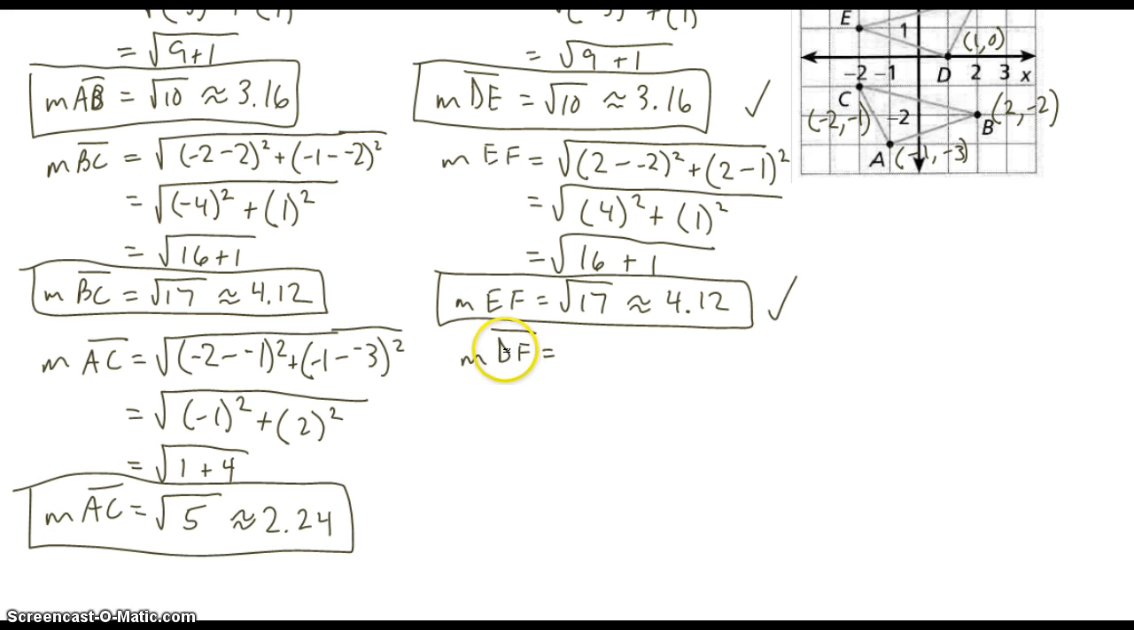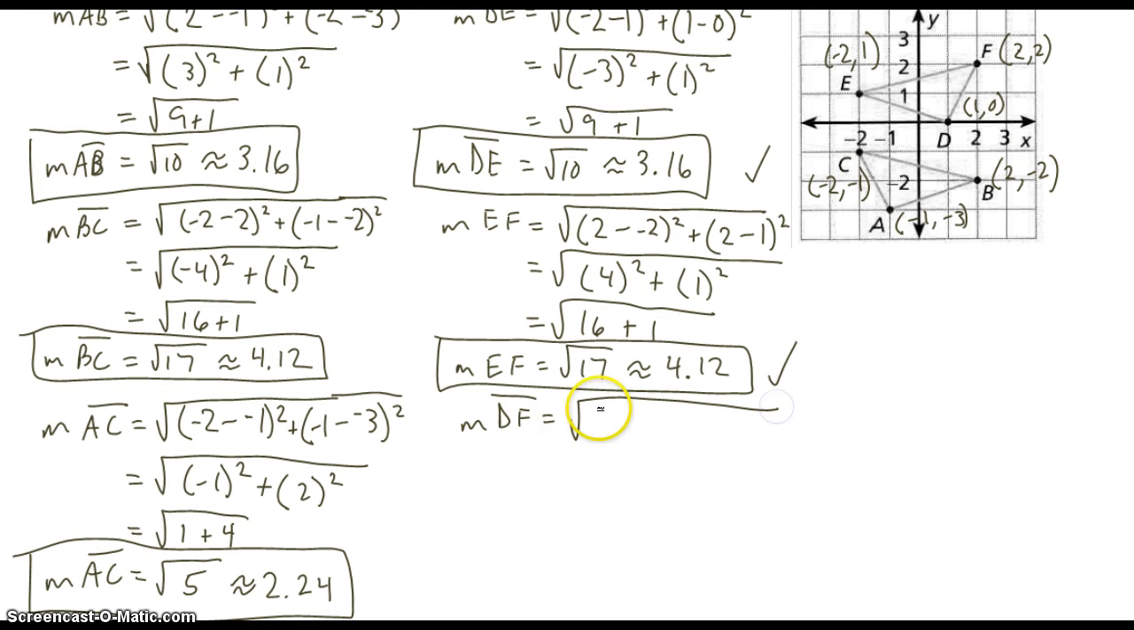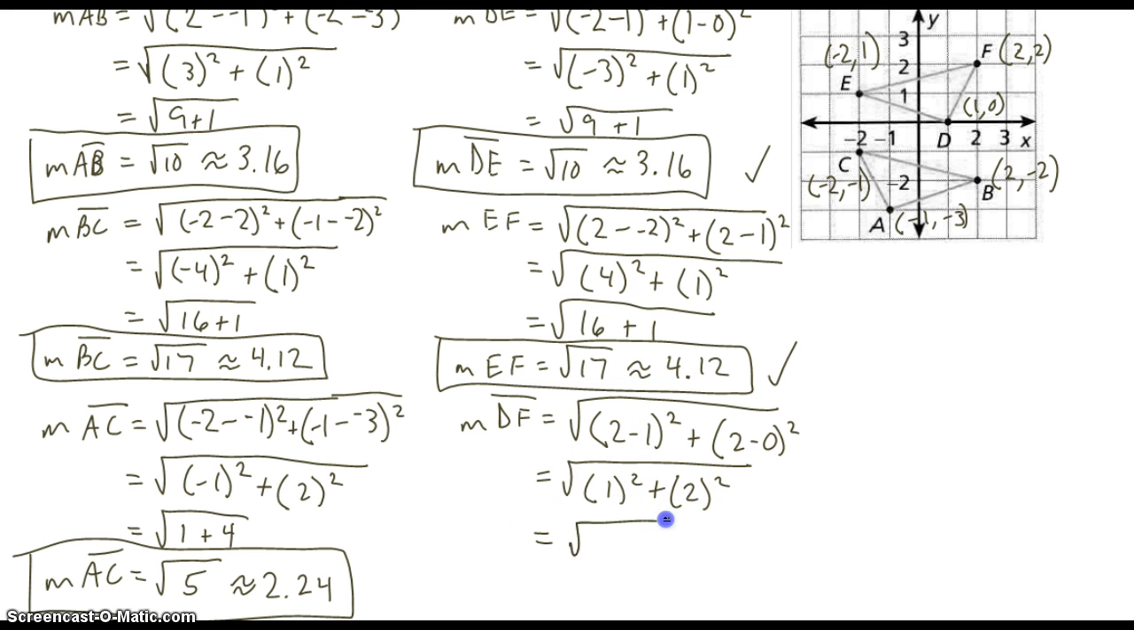Now I need to find the measure of DF. Square root of 2 minus 1 squared plus 2 minus 0 squared. I end up with 1 squared plus 2 squared, which is 1 plus 4. So the measure of DF is the square root of 5, which is approximately 2.24.